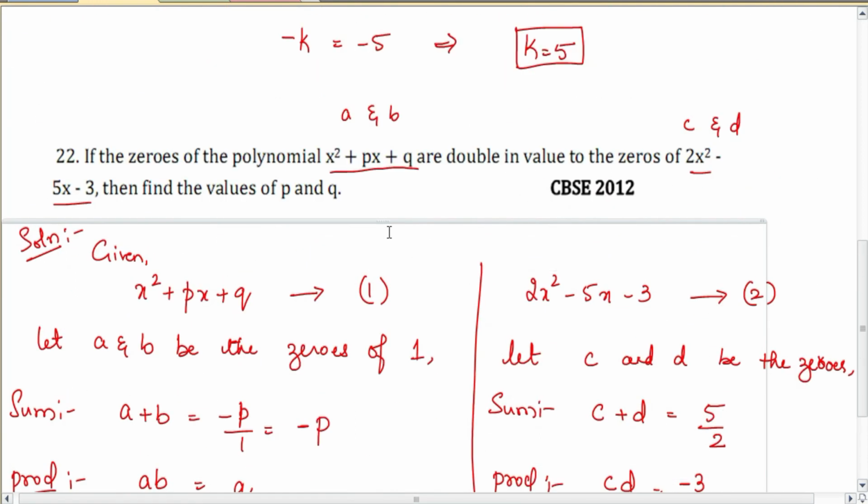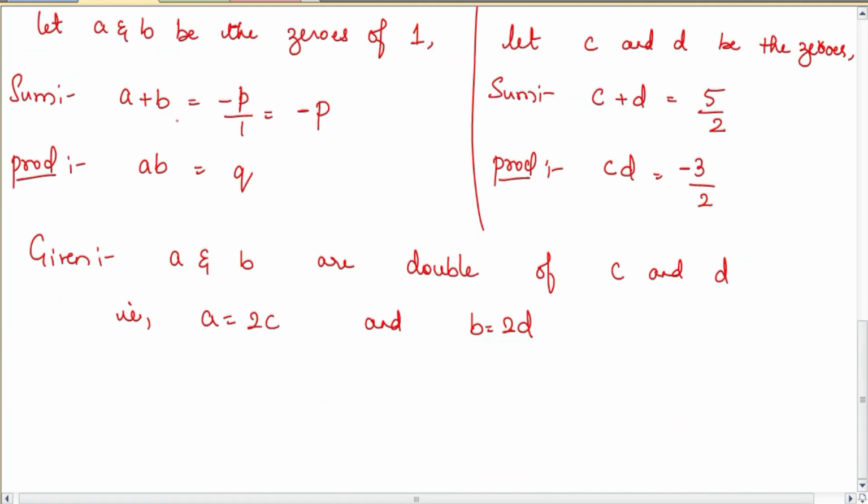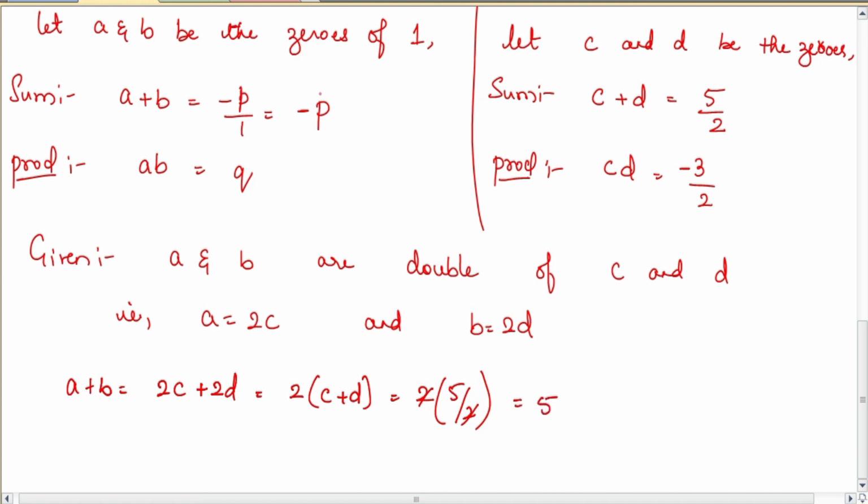Now substitute these values. You are basically supposed to find the values of p and q, which you will get by substituting the values of a and b. So now let's take the sum here. a plus b becomes 2c plus 2d. Understood? Take 2 common, you get c plus d. What is c plus d? It is 5 by 2. So this gets cancelled and you get the value 5. Now what is a plus b? a plus b is minus p, so this is equal to minus p. Therefore, p is equal to minus 5.